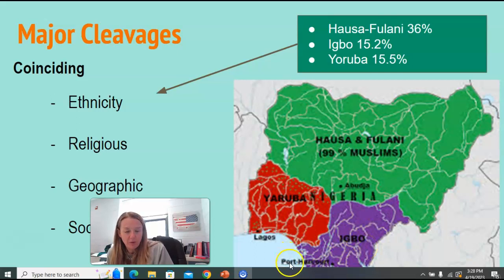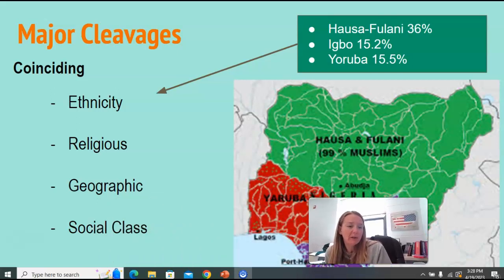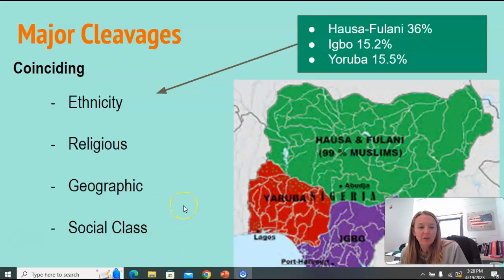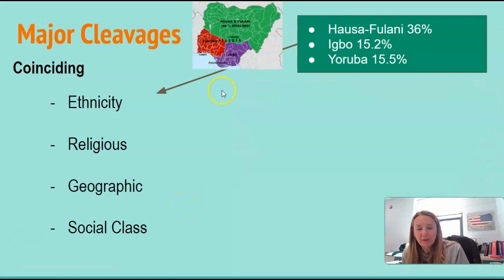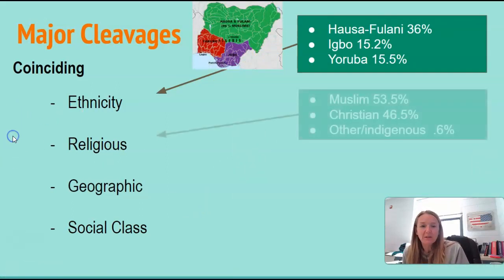It's important to note, though, that down here at the bottom is called the Niger Delta region, in the Igbo territory, and that's where a lot of the oil is, and that's caused quite a bit of conflict and issues within the Nigerian population. Okay, I'm going to go ahead and put that little map up at the top so that you can still see it.